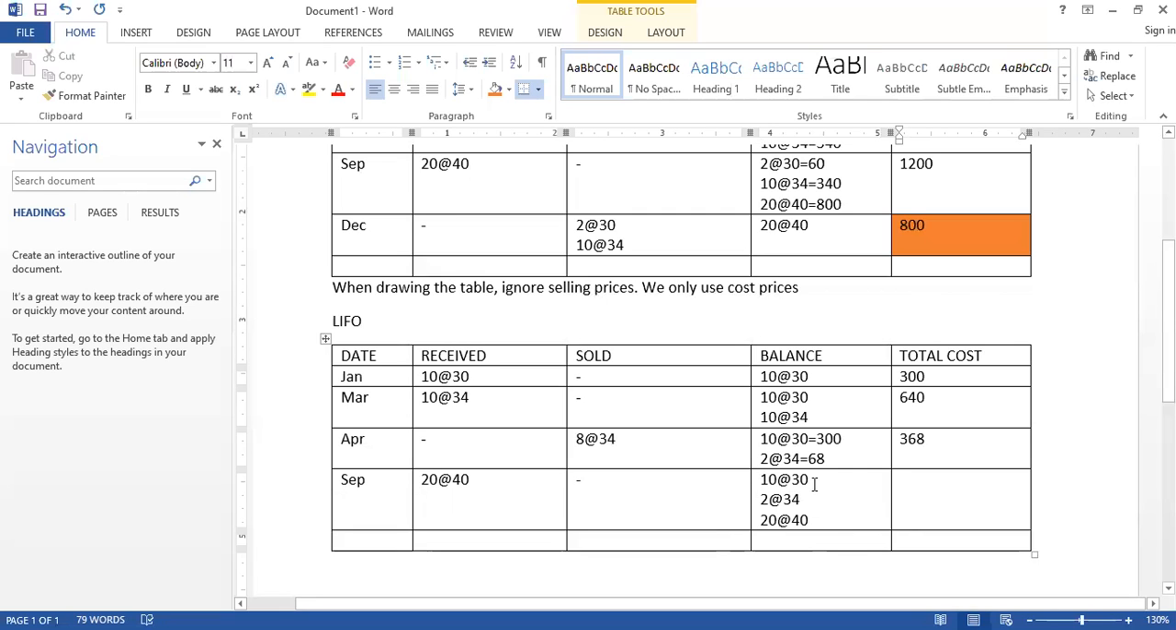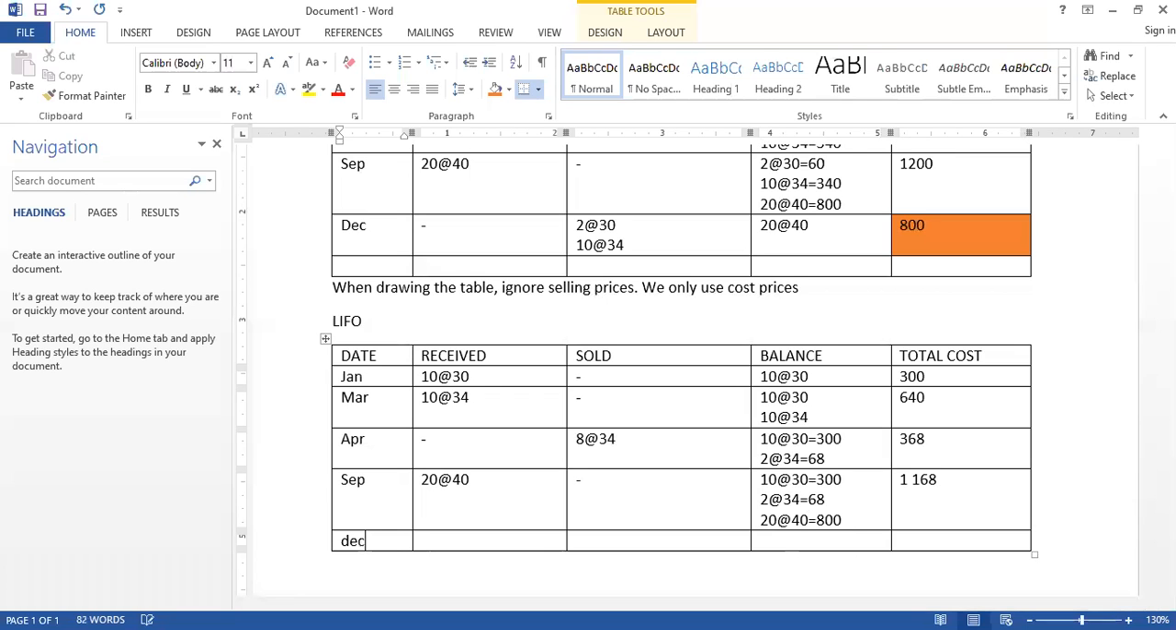Yes. Okay, so this will be 300, and this will give us 68, and this is 800. So what is our total cost? 800 plus 368, which will give us 1,168. So we move on to the last month, which is December.